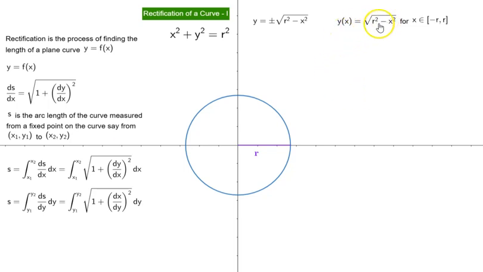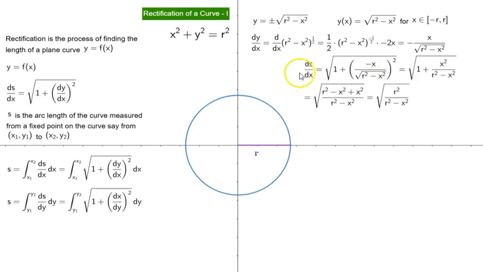So y of x is equal to square root of r square minus x square for x in minus r to r. Now we differentiate this. We get dy by dx is equal to the derivative of r square minus x square to the power of 1 by 2, which is equal to 1 by 2 comes down times r square minus x square to the power of half minus 1, which gives us minus half, times minus 2x. Simplifying this, we get minus x by square root of r square minus x square.